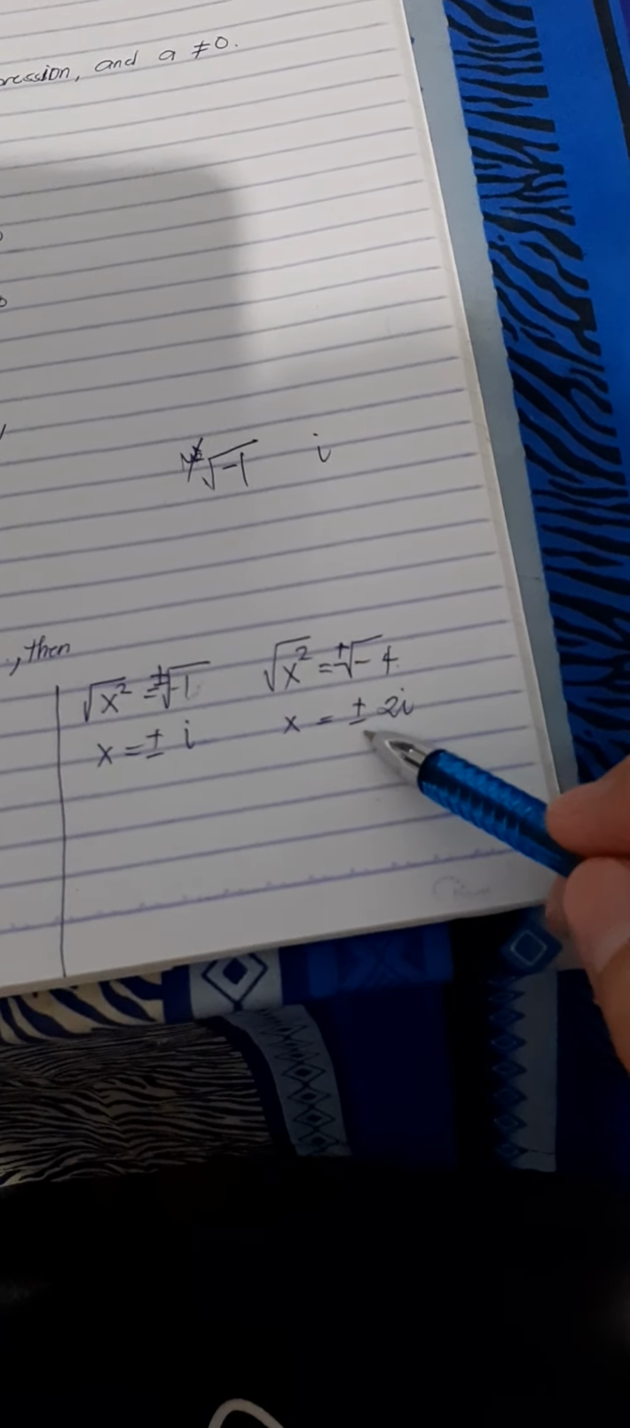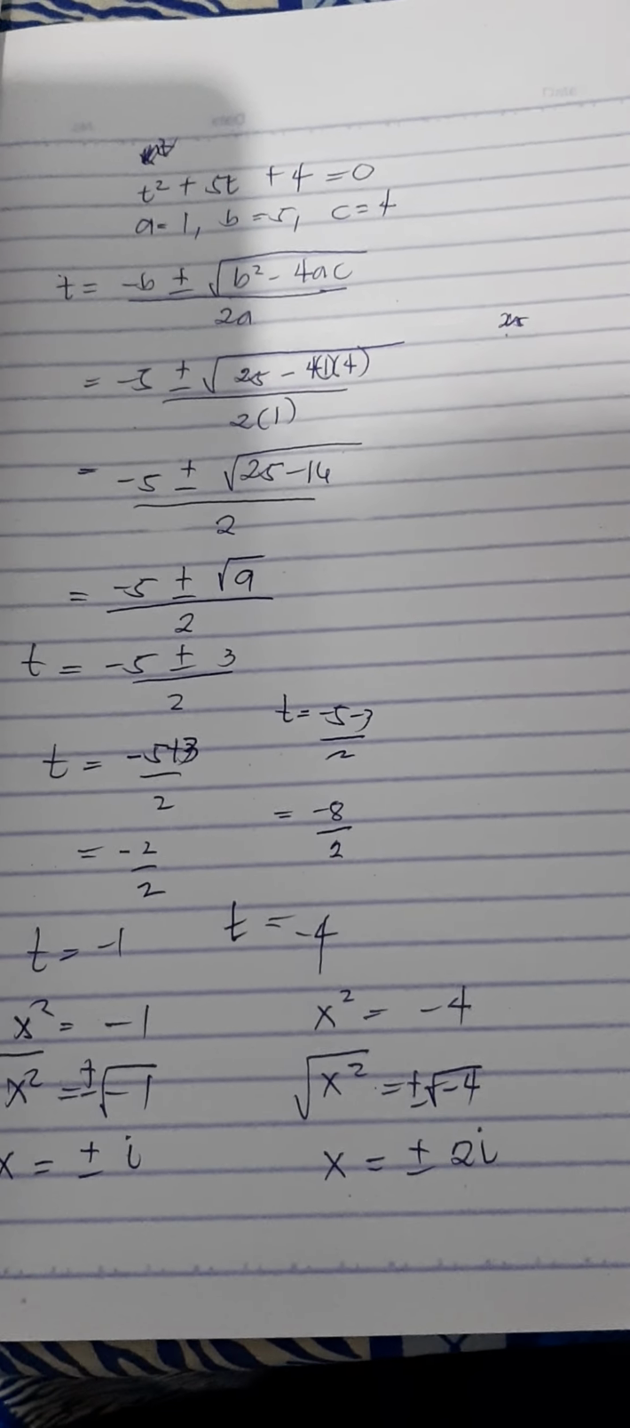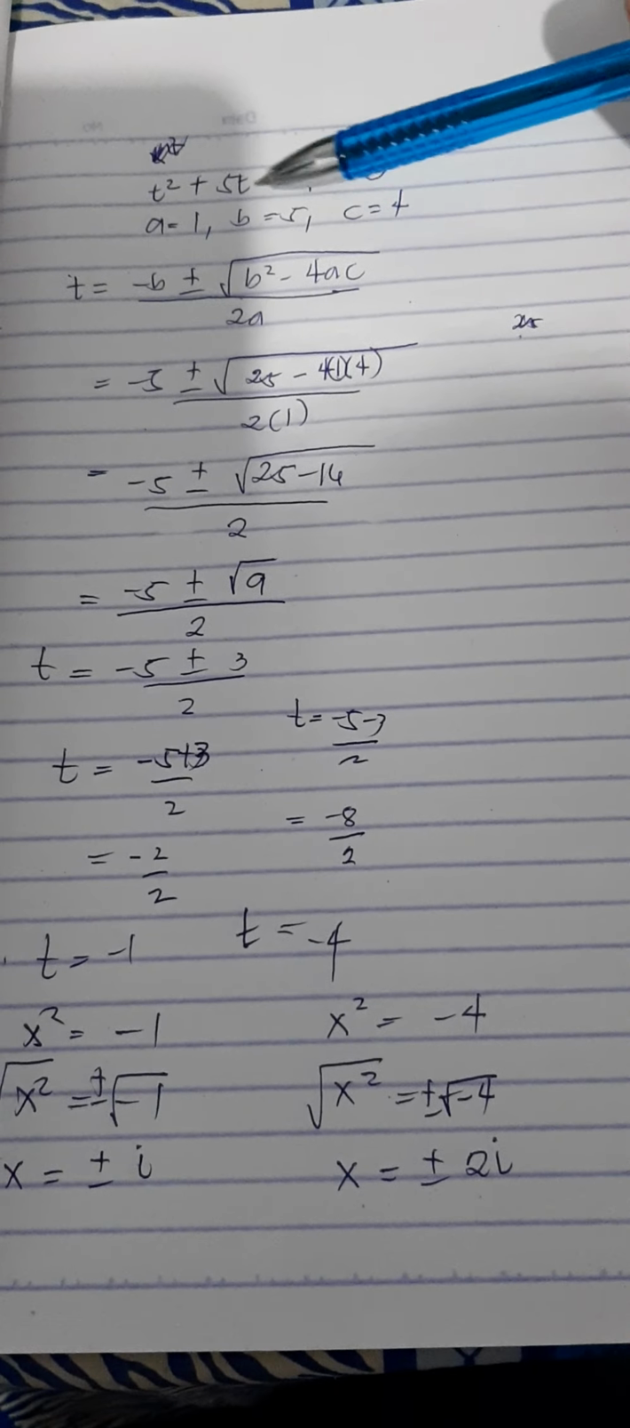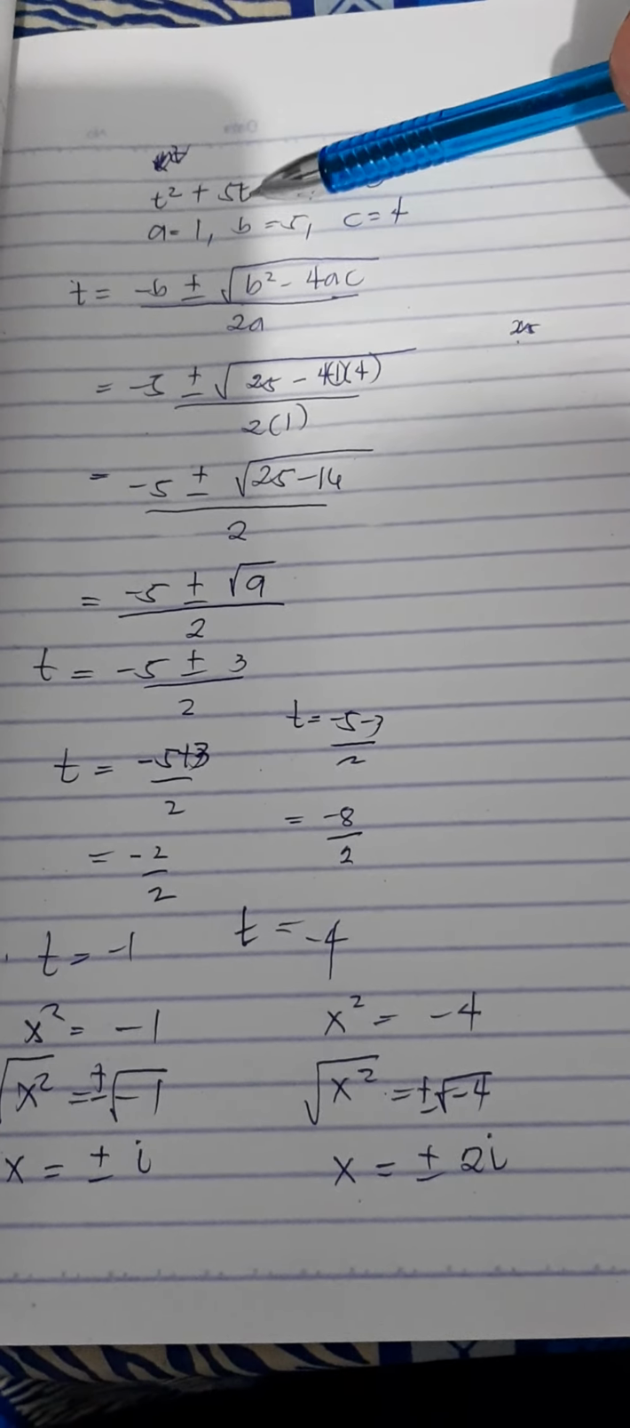So a for the first term, b for the second term, and c for the third term. So a is equal to 1. This is the number beside t squared, or the first term, and b is equal to 5 together with t, and c is the third term, the number without any variable. So we have now 1, 5, and 4 respectively.